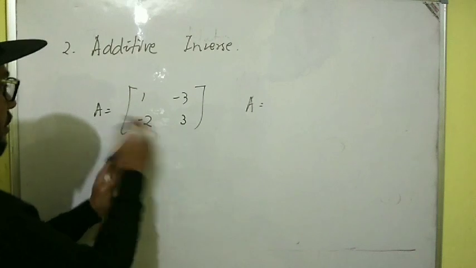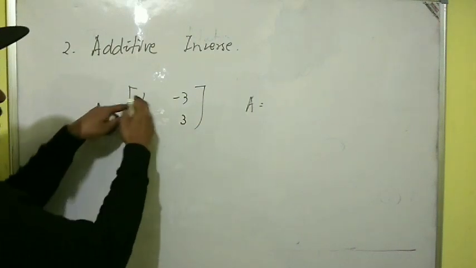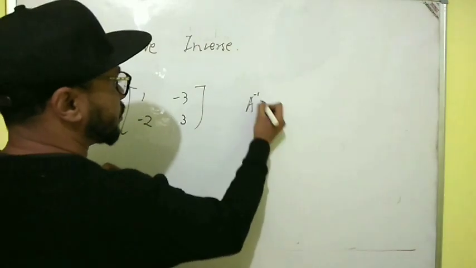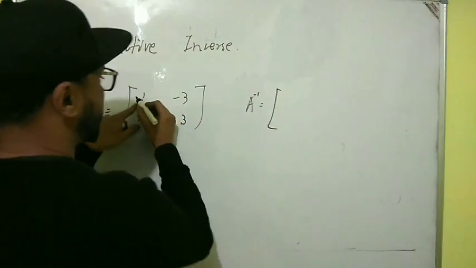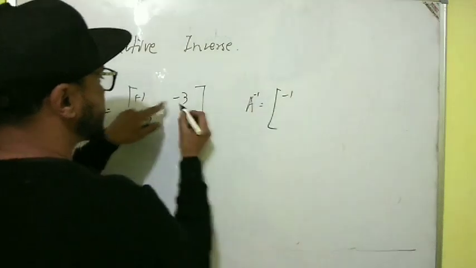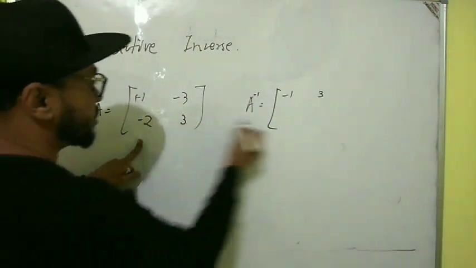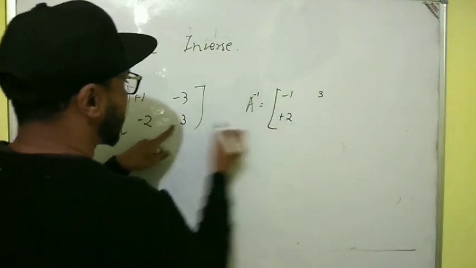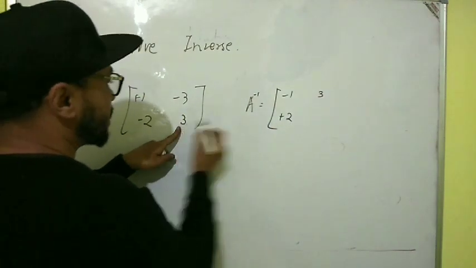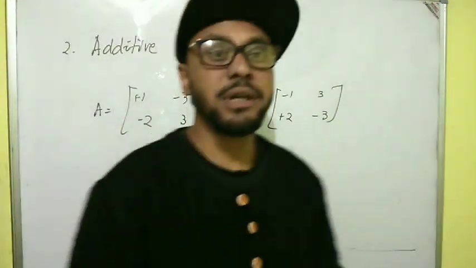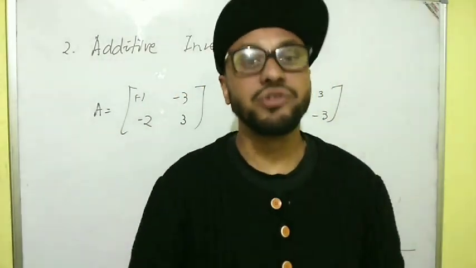So if you look at the original matrix A, its signs are plus, minus, minus and plus. So its additive inverse will be, here is plus, so its sign will change to minus. Here is minus, will change to plus. Here is minus, so it will change to plus, and this is plus, will change to minus. So this is the additive inverse. So in additive inverse, the sign of the elements will change.